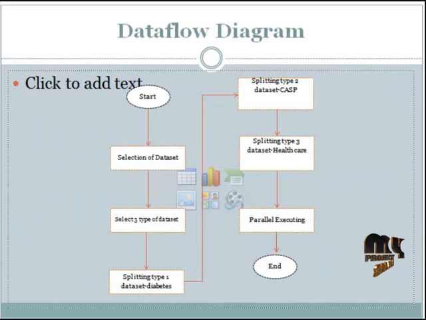Now we discuss the data flow diagram. First we start, then selection of datasets, and then select three types of datasets. The three types of dataset are based on the diabetes dataset, then splitting type one dataset diabetes, then splitting type two, and then splitting type 3 dataset healthcare.